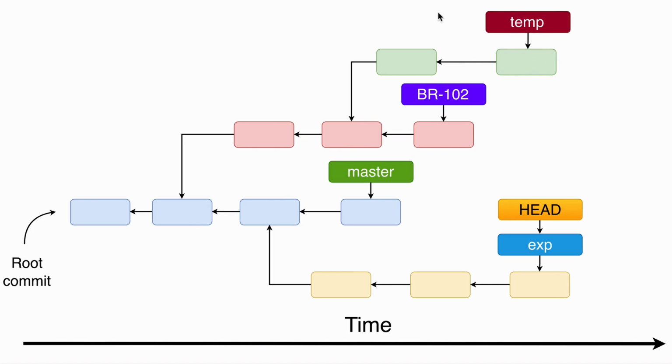Another advantage of using branches is actually their text names. You don't need to check out specific commits by remembering their SHA-1 hashes. You just need to remember the branch name and check out a specific branch by its name, for example, temp, master or exp.